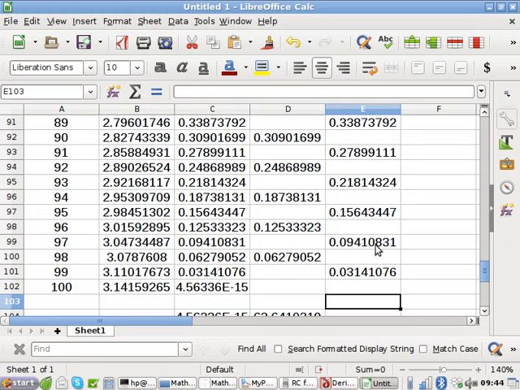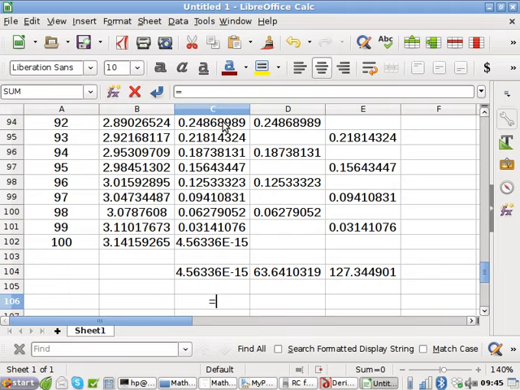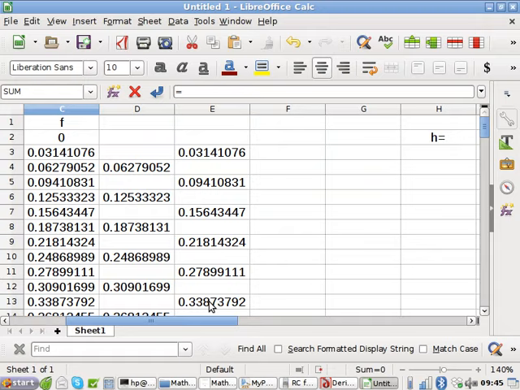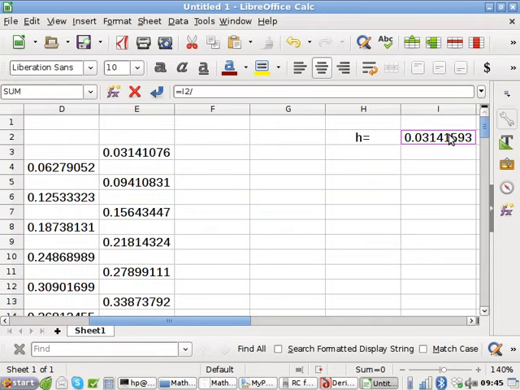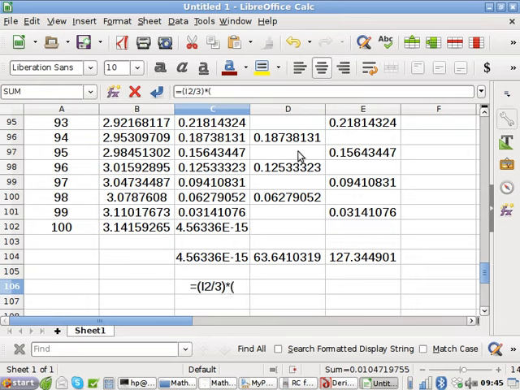Good, so 98, 97, 95. These are all the odd ones, and it's 4 times those. Yeah? Okay, and Simpson's rule says it's equal to h over 3 times the first plus the last plus twice the evens plus 4 times the odds. So the answer should be even closer to 2, we hope. Let's see.